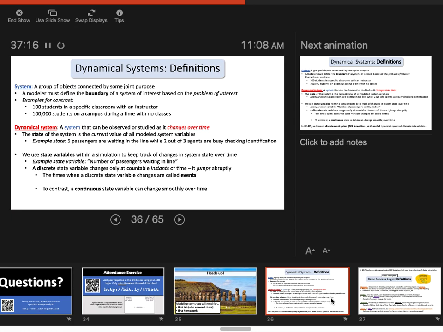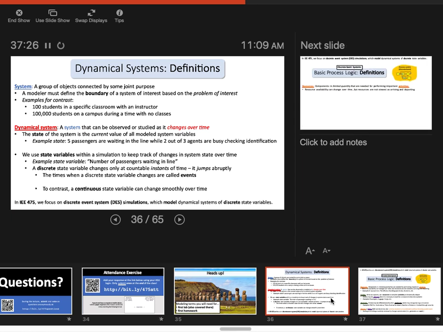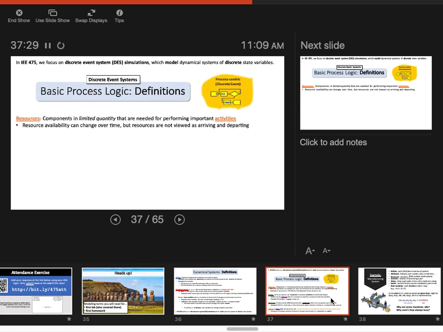It turns out there's a lot of them. Most of the systems that you worry about as industrial engineers, as operations researchers, fit into this discrete category. So yeah, 475, that's what we focus on here. Are there any questions about that?